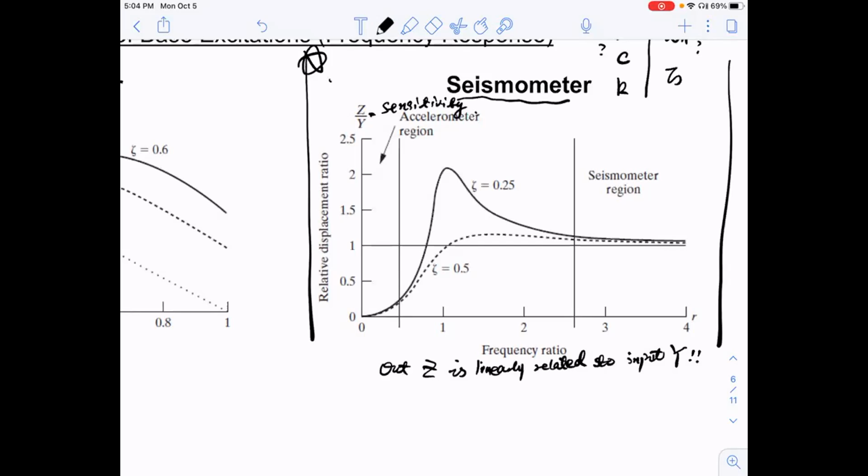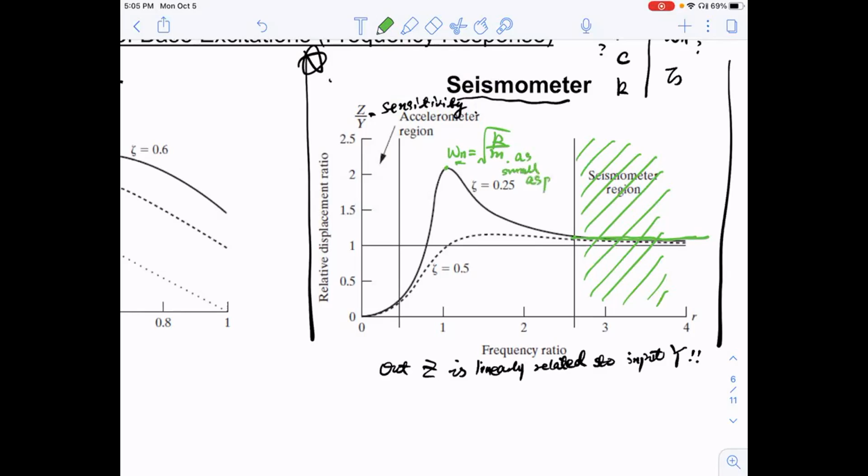So let's look at our curve. Definitely you want to work in this high frequency region, right? That's when you have a flat curve, when your Z over Y ratio is a constant value. Which means we should work in the high frequency region, on the right hand side of the natural frequency. Remember that your natural frequency omega n is the square root of k over m. That means you want this omega n to be as small as possible. If so, this width here can be reduced. We want to reduce this width. How can we do that? You want to use a soft spring and a large mass to reduce the natural frequency.